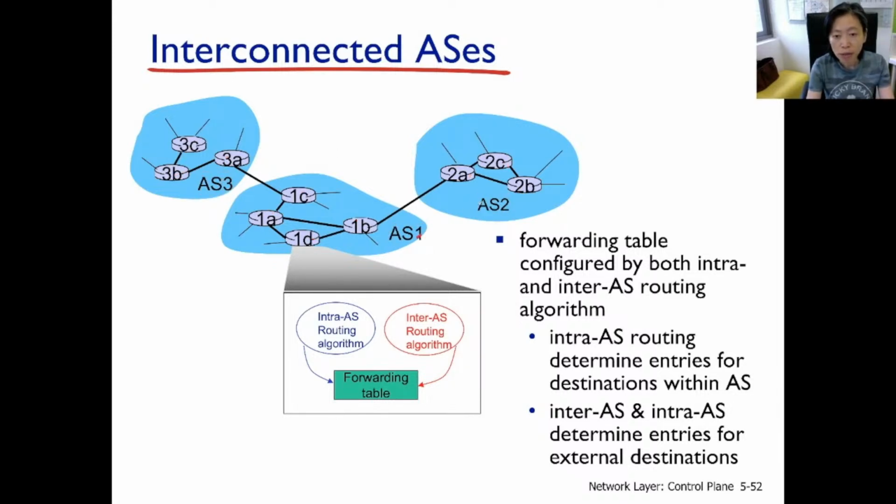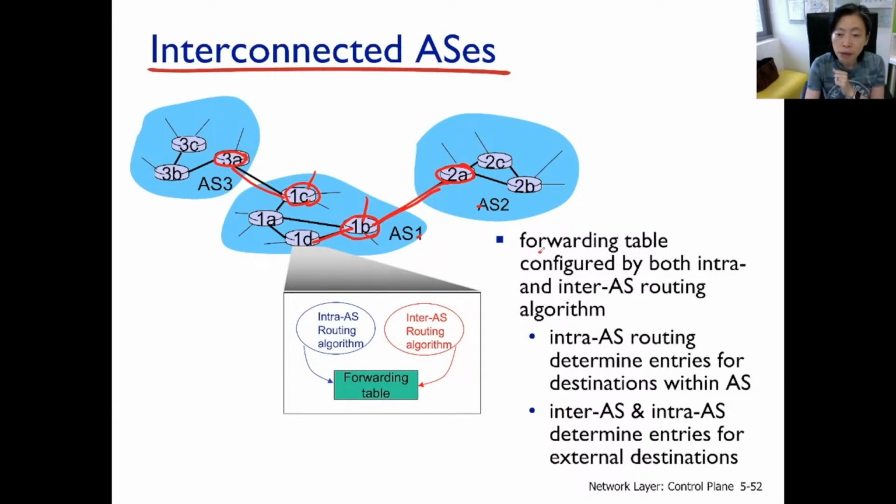Now, AS1, 2, 3 each could run its own intra-AS routing, but you see 1B and 1C both of these routers have links internally as well as externally. So 1B and 1C are the gateway routers. So these two gateway routers, just like 2A for AS2 is one of the gateway routers. 3A for AS3 is one of the gateway routers. Okay. And inter-AS routing is running in between. Okay. 1B, 2A, 1C, 3A, and so on and so forth.